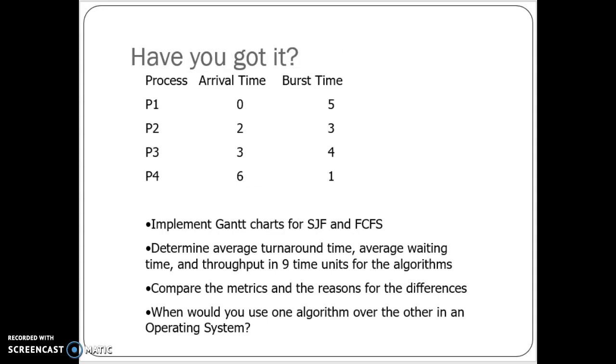All right, so go ahead and pause the video and see if you can calculate this particular set of processes using the shortest job first algorithm. I also want you to implement a Gantt chart for first come first serve so that you can compare the metrics. So you're going to determine the average turnaround time, the average waiting time, and the throughput in 9 time units for the algorithms. And then I want you to compare the metrics and think about the reasons for the differences. And then we'll talk about why you would choose one algorithm over the other. So go ahead and pause the video, build those Gantt charts, and do the calculations.